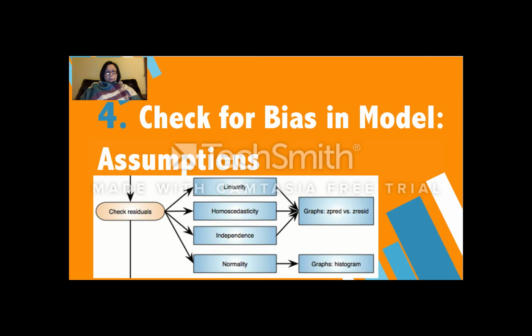Now we need to check for bias in our model, and that's particularly investigating the assumptions from Chapter 5. So we're going to look for evidence of bias. And I really urge you to review Chapter 5 to remind yourself of the main assumptions and the implications for violating them. So we're going to look at linearity, homoscedasticity, independence of errors, and normality.